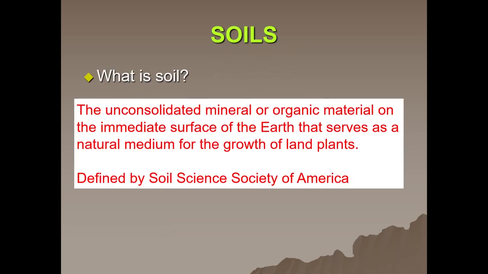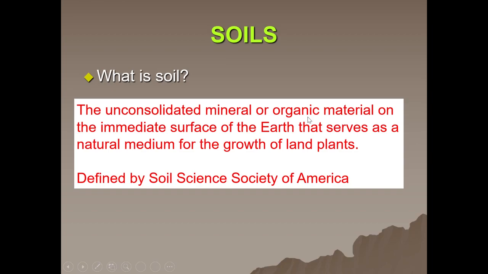The first question is, what is soil? Soil is the unconsolidated mineral or organic material on the immediate surface of the earth that serves as a natural medium for the growth of the plants. And this definition is provided by the Soil Science Society of America. In this definition, there are two important factors. One is the mineral, another is the organic material. Therefore, soil is the composition of mineral and organic material.